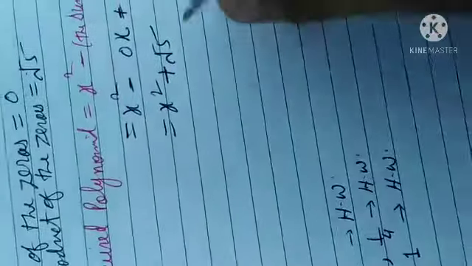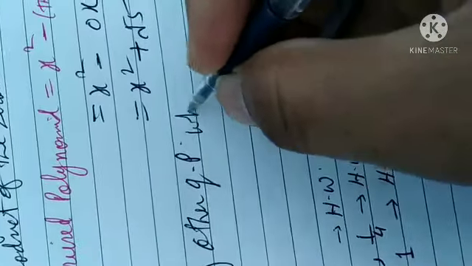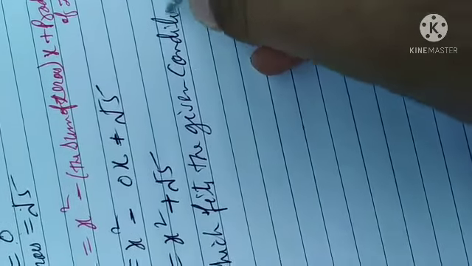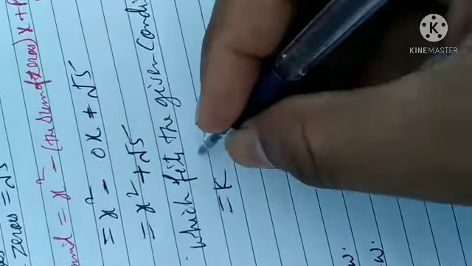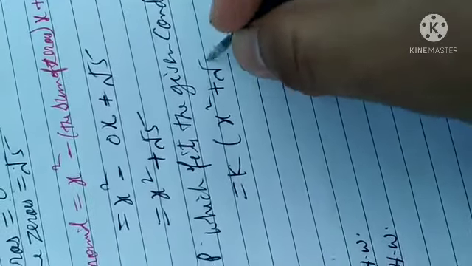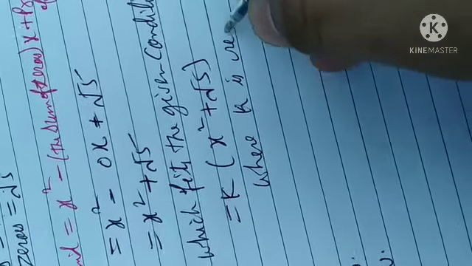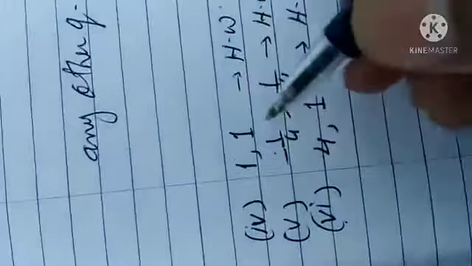This is the answer. Or you can write it in this form: any other quadratic polynomial which fits the given condition is, what is that? K in bracket, x square plus under root 5, where k is a real number. So this is done, and the rest of these questions you will do yourself as homework. Okay, the exercise is over. Thank you.